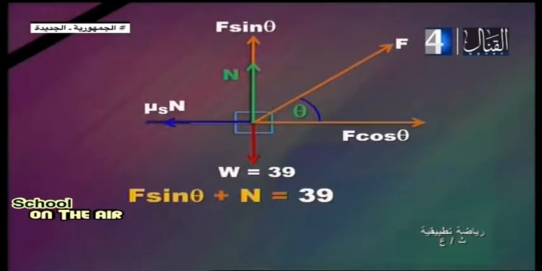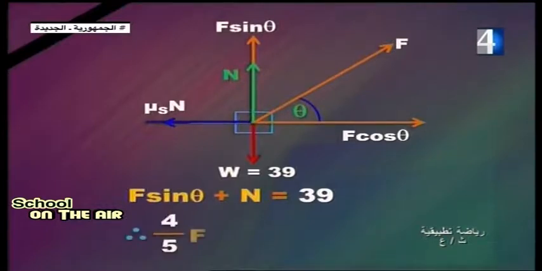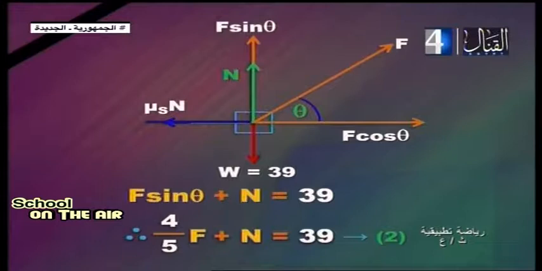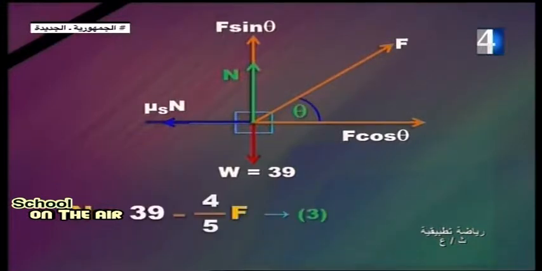The second equation, the vertical equation: F sine theta plus N equals 39. Therefore, by substitution of sine theta, 4/5, we deduce the second equation: 4/5 F plus N equals 39. We have two equations in two unknown variables, F and N. By using the substitution or omitting method, we solve these equations. By using the third equation, N equals 39 minus 4/5 F.